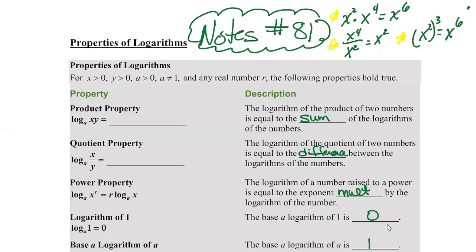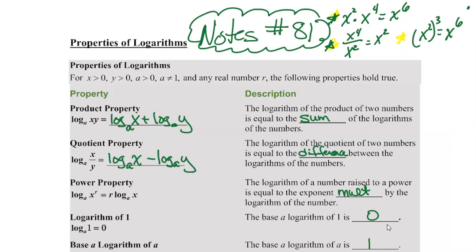The first is the product property. If I have a multiplication, I can rewrite this as log base A of x plus log base A of y. And that's based right on this rule up here where I can add my exponents together. The quotient rule says I'm going to subtract: log base A of x minus log base A of y. And that's based on this rule right here. When I have powers in a fraction, I subtract the powers.